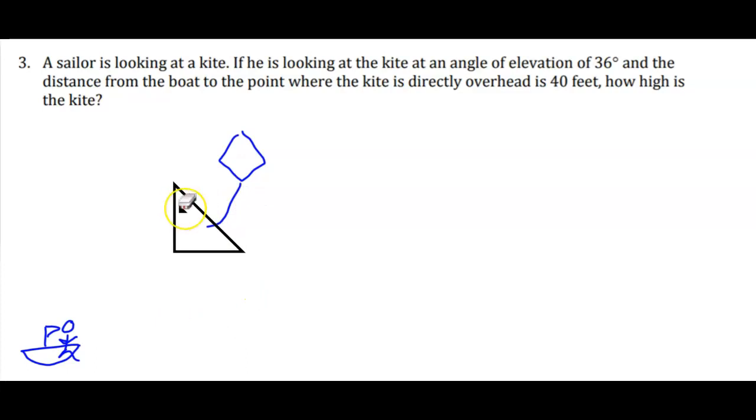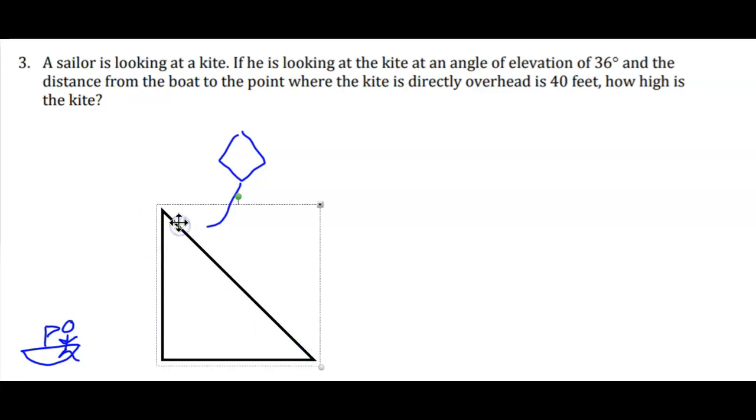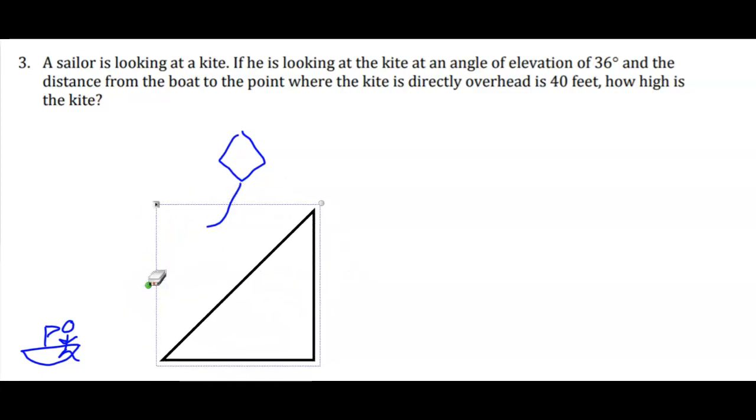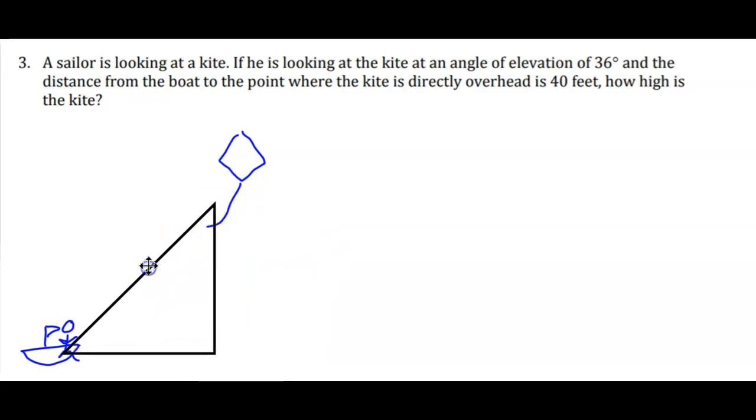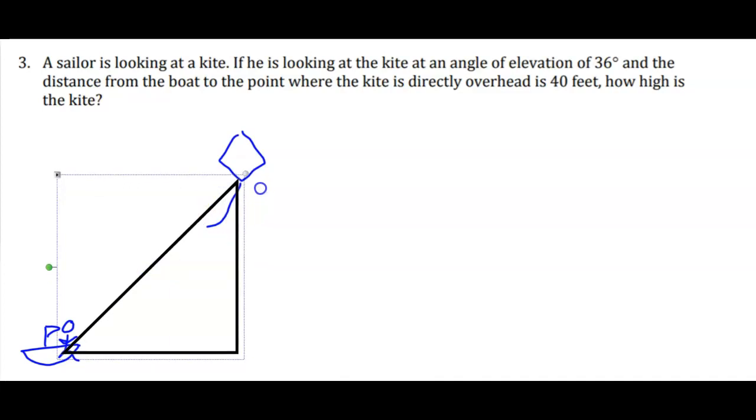So just draw a right triangle in here. Flip it over. Okay, so your right triangle is going to be from the boat to the kite. It says he is looking at the kite at an angle of elevation of 36 degrees. So my 36 degrees angle of elevation is coming from the bottom up. Here's my 36 degrees. And the distance from the boat to the point where the kite is directly overhead is 40 feet. How high is the kite?